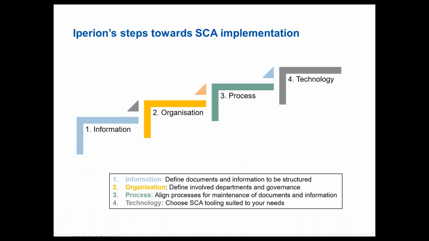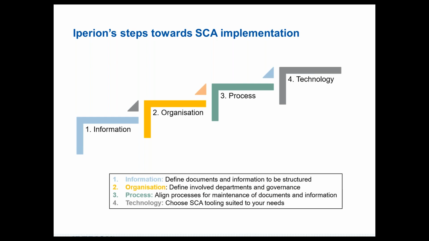So we've tried to make a number of steps, and then we regularly use the same dimensions, which are information, organization, process, and technology. And of course, if we look at information, in this case, it is very much about documents and the actual information that you want. We would look at the typical departments and the governance related to that. We would look at the processes where this plays a role and how you can adapt them to this new way of working and thinking. And finally, you need to have a solution to do this. It doesn't come automatically.